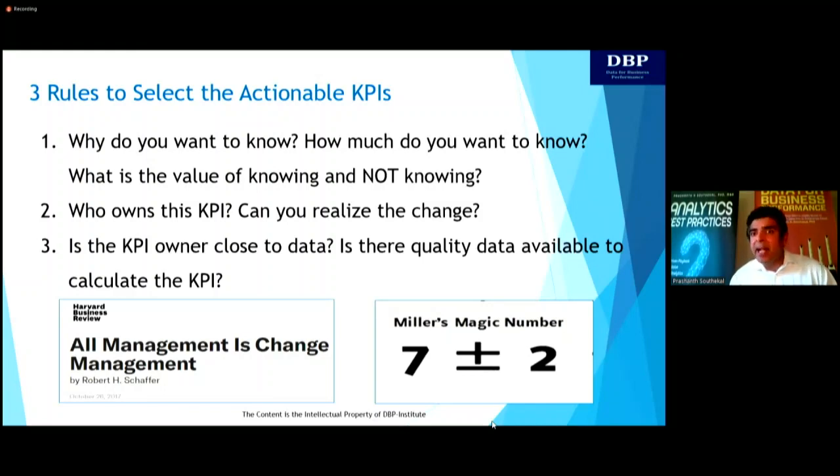So many companies say, oh, we want to be an insight-driven organization. We want to know much. So the main thing is, why do you want to know? That's an easy thing to answer. How much? Okay, this is an interesting thing.